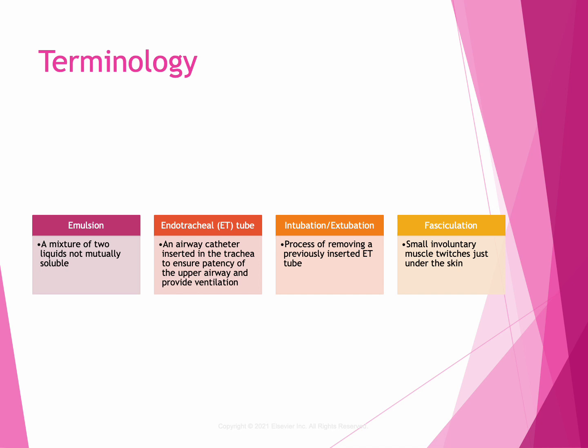Next on our list is fasciculation. Fasciculation is small involuntary muscle twitches just under the skin. When the anesthesia care provider is inducing the patient, some of the medications are going to cause these small involuntary muscle twitches. And again, that is referred to as fasciculation.